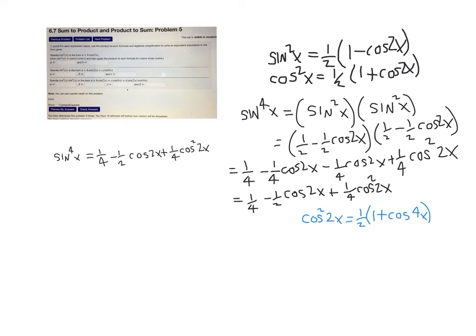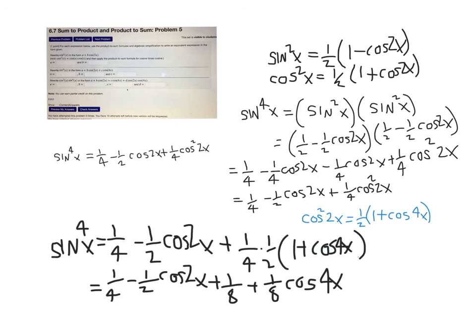Back to this, we're going to replace cosine squared 2x with this over here. So you see I've replaced cosine squared of 2x with this over here, right there. Notice I can combine the 1/8 plus 1/4 into 3/8. So you see what we've done is we've taken a power of sine x, the fourth power, and written it as a sum of cosines. Sure, the cosines have different frequencies, but still it's a sum of cosines.